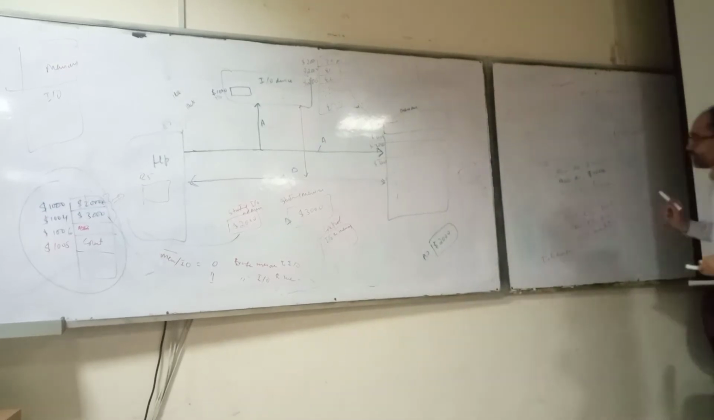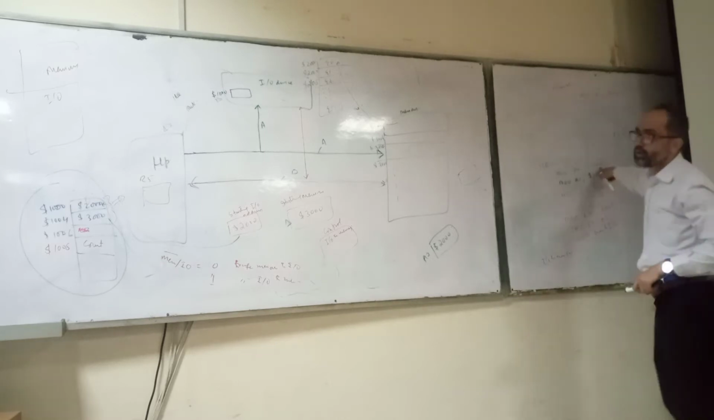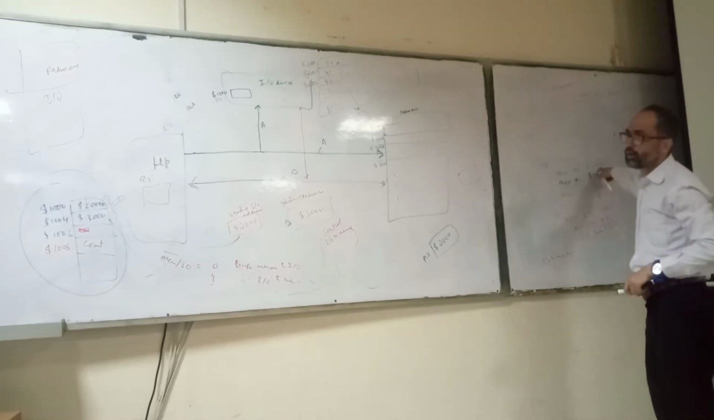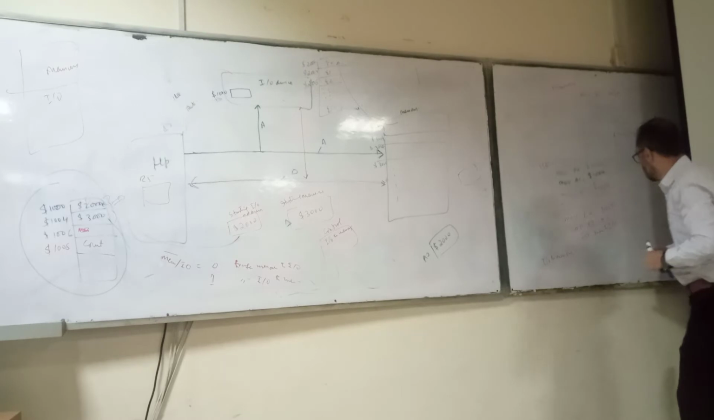Memory is your source or memory is your destination? Memory is your source. Memory is your source. So actually A0 is pointing to 100. 100 contains what? A0 should point to $200. Okay.